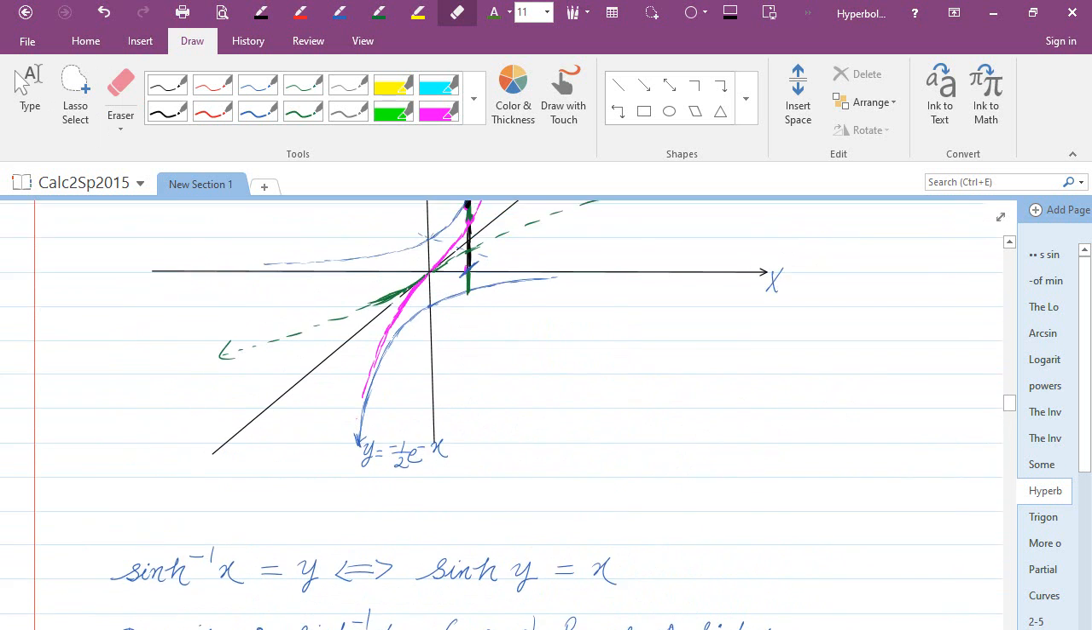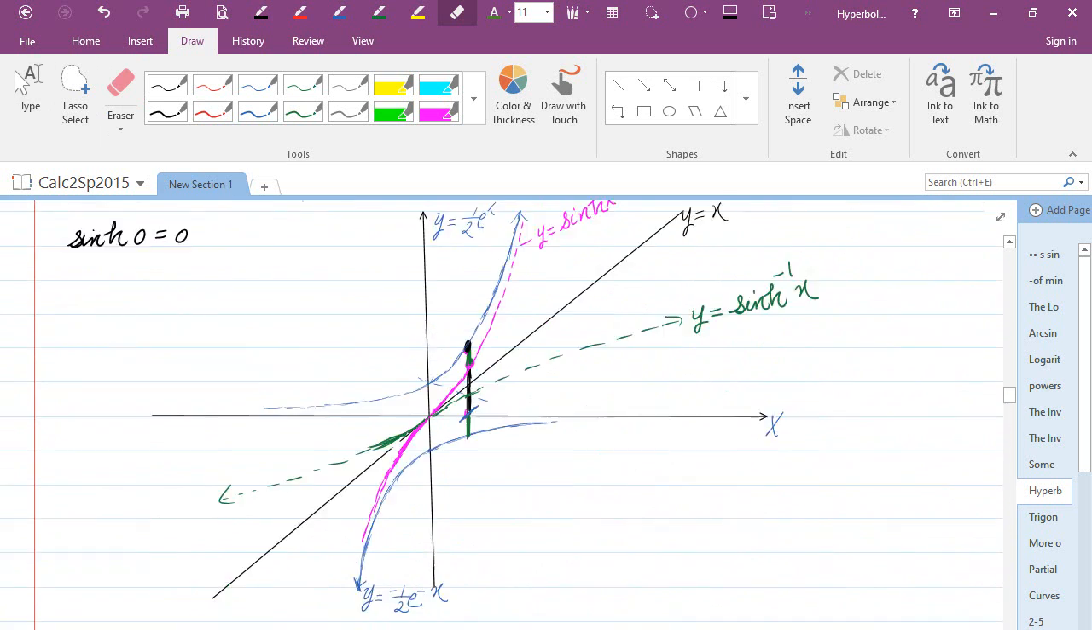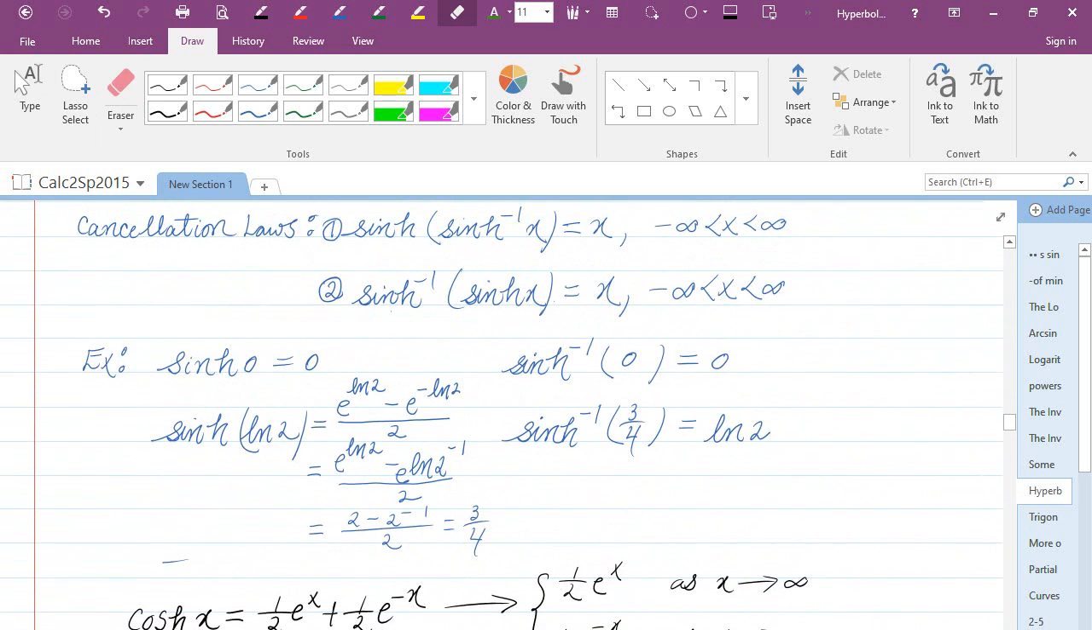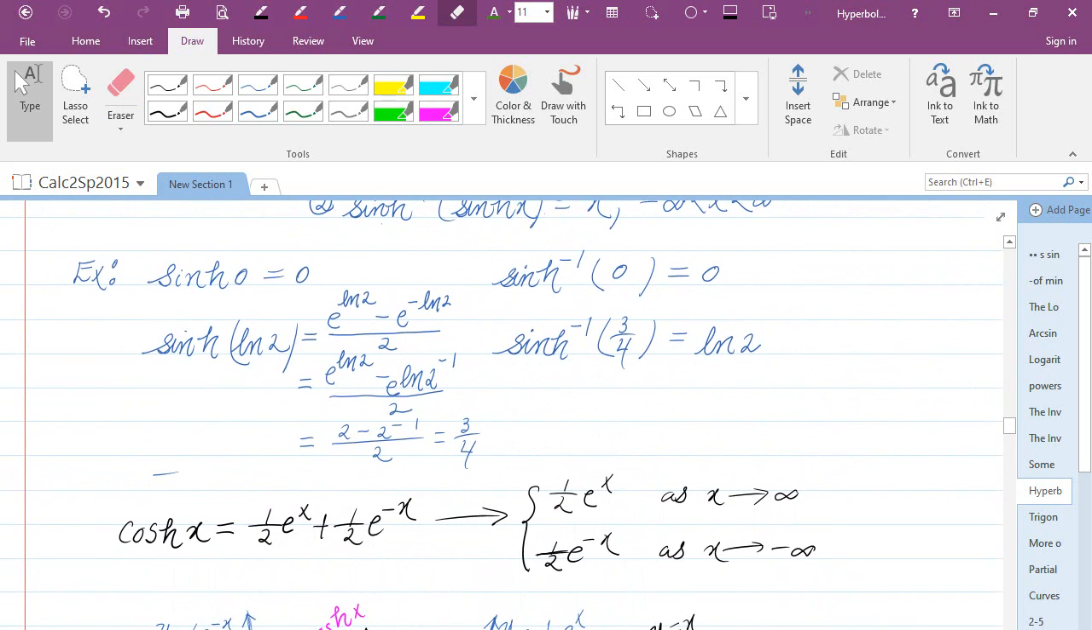Okay, let's look at an example here. Hyperbolic sine of 0 is 0, which we just saw a minute ago, and therefore hyperbolic sine inverse of 0 would be 0.